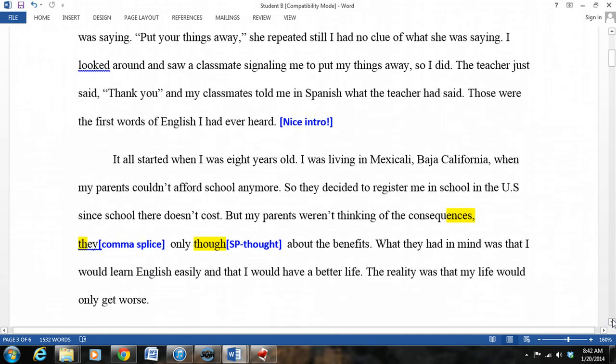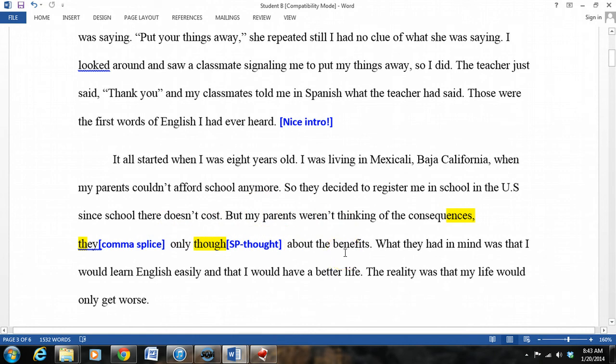In the second paragraph, we see a few problems. First of all, we have a comma splice. A comma splice is a major sentence structure error. It means that the student did not stop a sentence where it needed a period and instead used a comma and ran into the next sentence. "But my parents weren't thinking of the consequences, they only thought about the benefits."